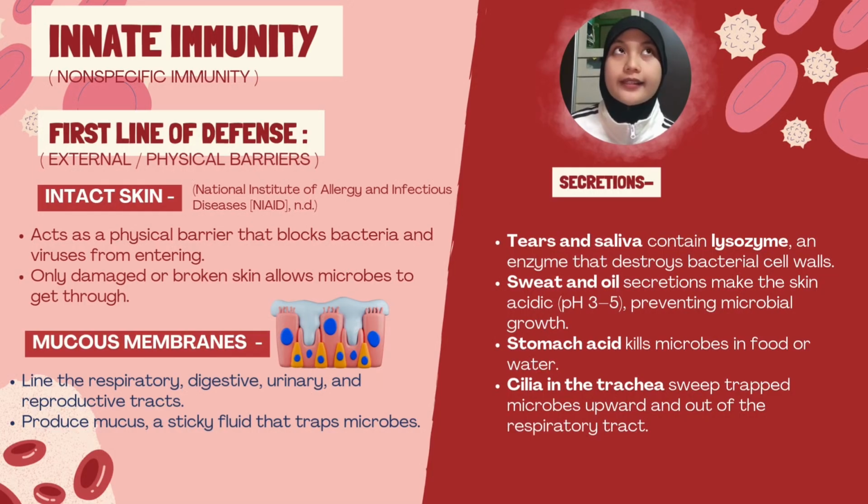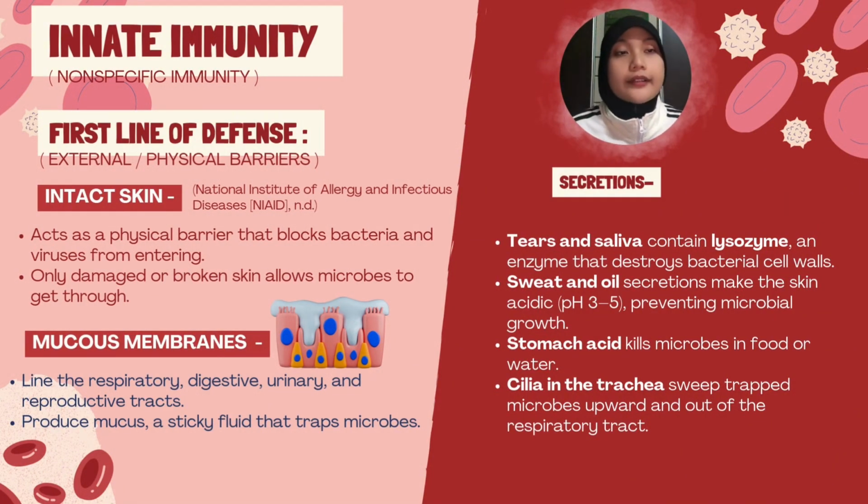Okay, so the next defense is mucous membranes. Mucous membranes is an epithelial tissue which is lined at the respiratory, digestive, urinary, and reproductive tracts. It produces mucus, a sticky fluid that traps microbes. Okay, so the third defense is secretions. Secretions create a harsh environment for the pathogens. So basically, secretions contain tears, saliva, sweat, stomach acid, and cilia.